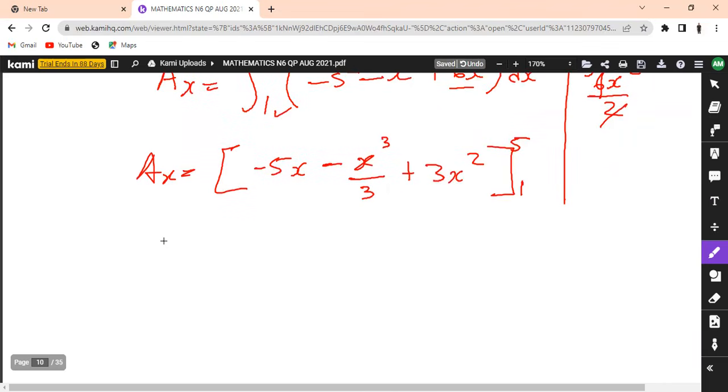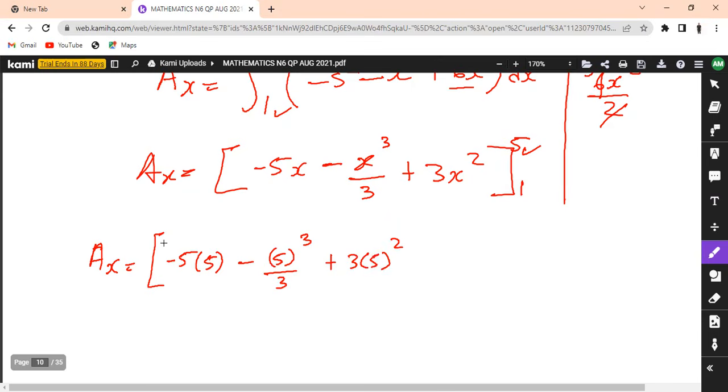And in this case, we can substitute the limits so that we can find the exact area now, which is minus 5 times the upper limit. Start with the upper limit, which is 5: minus 5 to the exponent of 3 over 3 plus 3 into 5 to the exponent of 2. So that's what you're going to have on the first part, minus, we move on to the lower limit. This is a 1, guys.